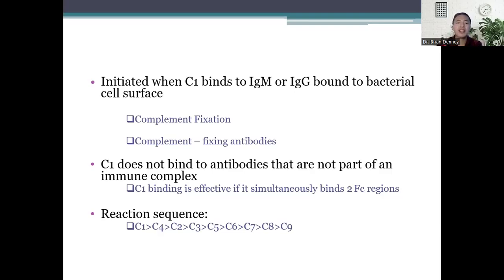Okay? So I mentioned this already, the reaction sequence. And what is that reaction sequence? C1 becomes activated first, followed by C4, C2, C3, C5, C6, C7, C8, C9. Which of these components are part of the recognition unit? C1 complex. Which of these components are part of the activation unit? C4, C2, and C3. Which of these components are found in the MAC complex? C5, C6, C7, C8, and C9.